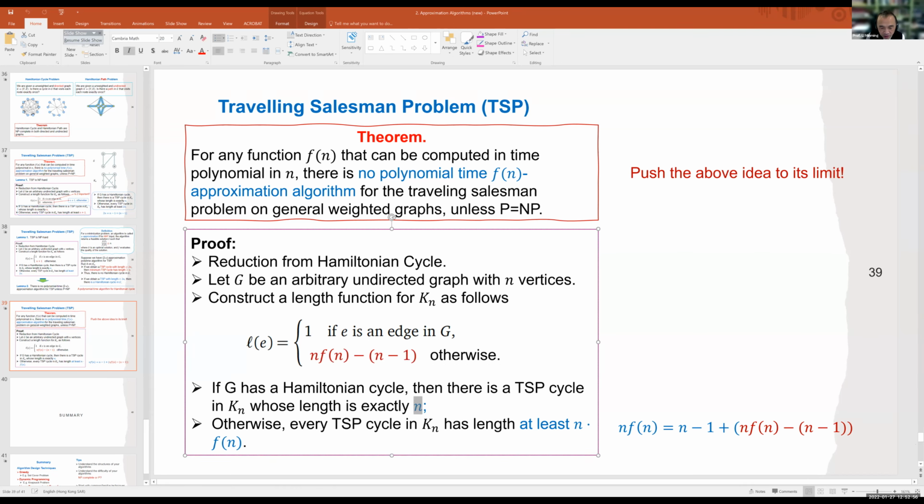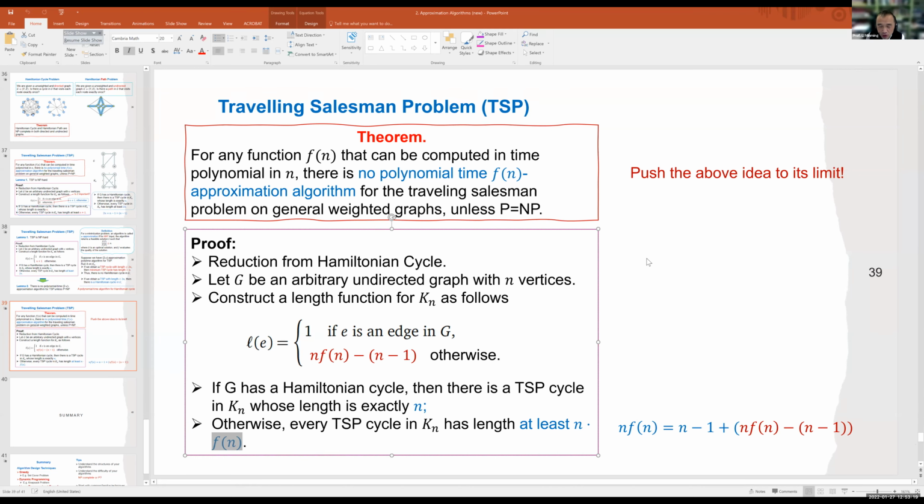In the bad case, the length is n times fn, okay? So this is a very big number. Now the argument is there is no polynomial time fn approximation. To be accurate, it should be fn minus epsilon, so slightly smaller than fn.